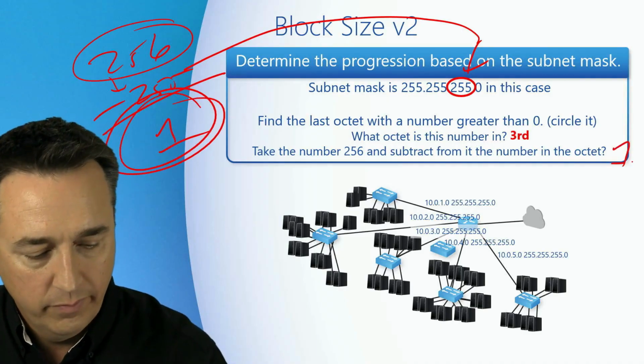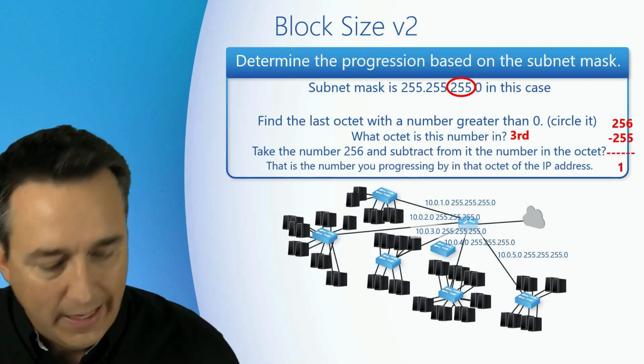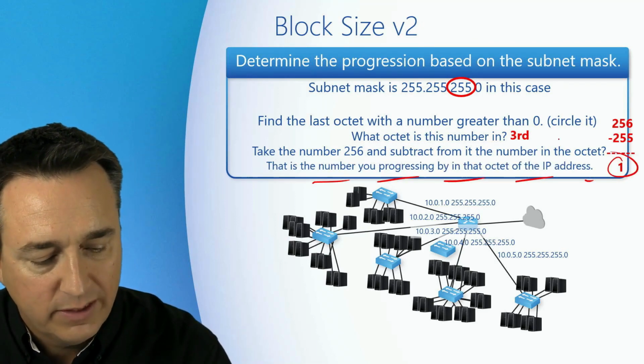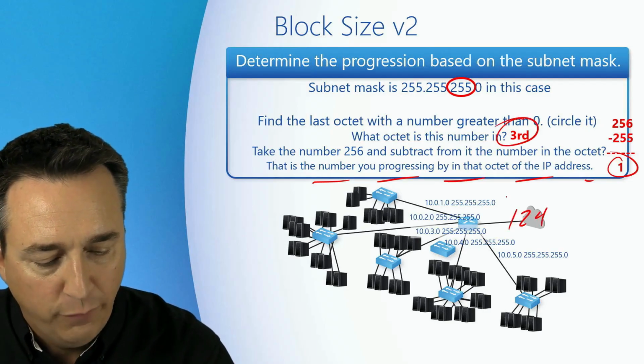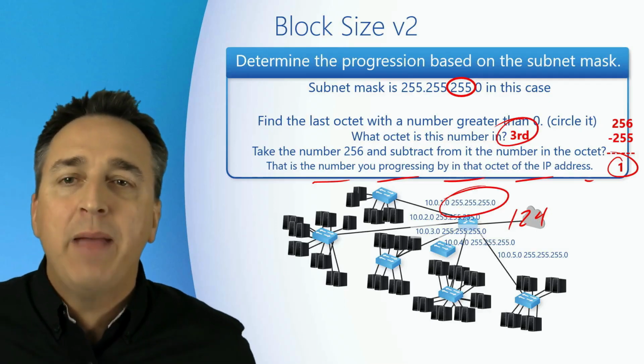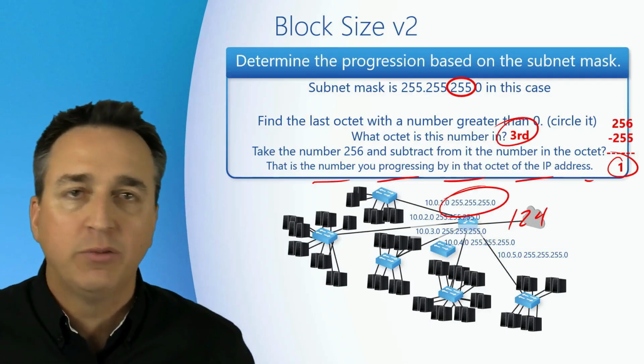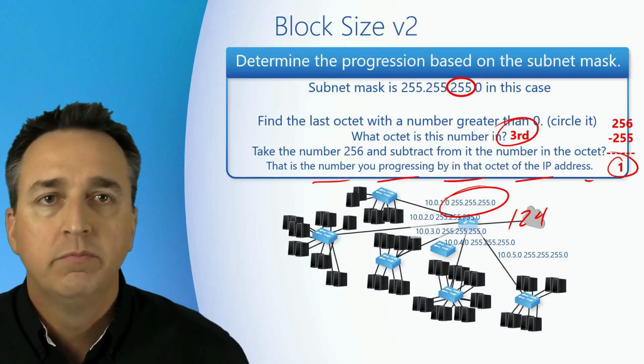1. So that's the number you're progressing by. So it's the same answer, right? Because /24 is 255.255.255. Okay, so you get to the same answer when it's all said and done. We're progressing by 1 in the third octet. It's just that in this case, we're using decimal numbers versus binary numbers.